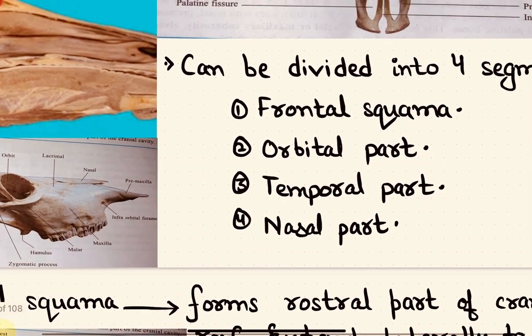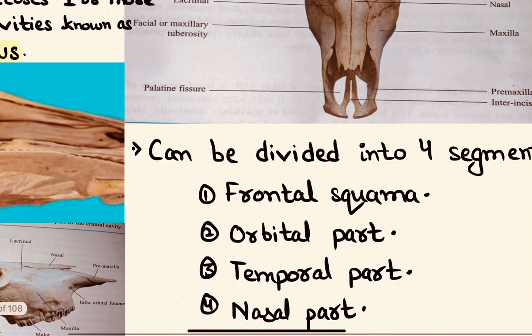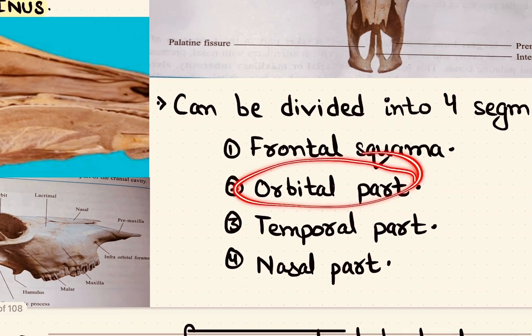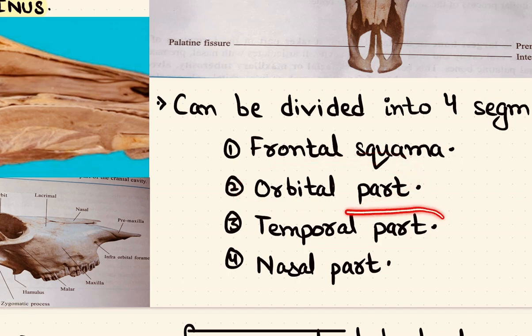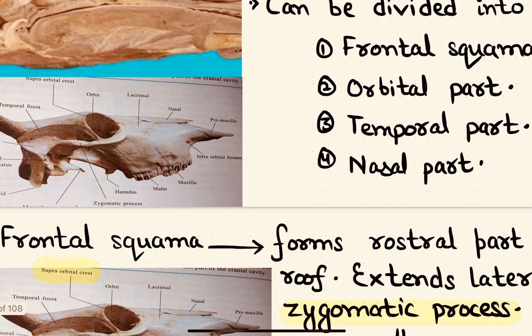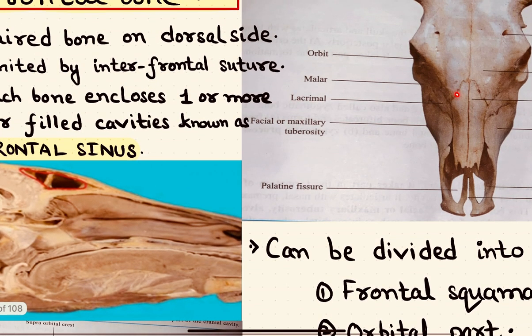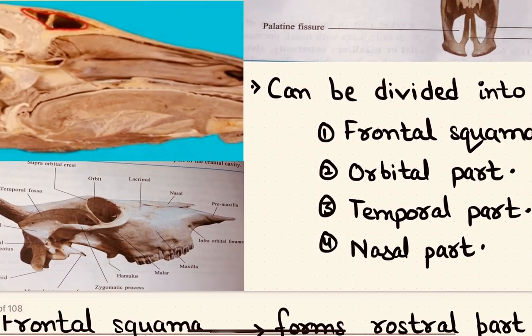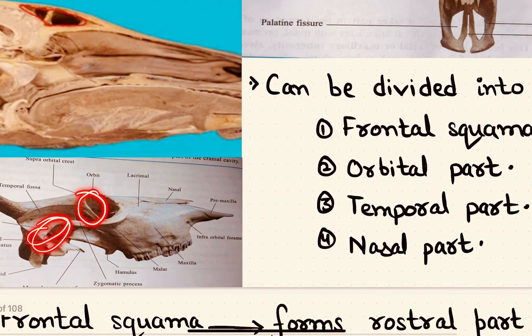I will repeat, that part of the frontal bone which is involved in the formation of the orbit is known as the orbital part, and that part of the frontal bone which is attached to the temporal bone is known as the temporal part, and that part of the frontal bone which is attached to the nasal bone is known as the nasal part. So this is the nasal part of the frontal bone, this is the frontal squama, this is the orbital part, and this is the temporal part. These are the four parts into which the frontal bone is divided.